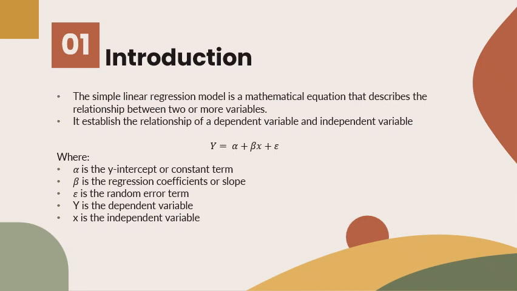So you can see this equation: y equals alpha plus beta x plus epsilon. Where alpha is the y-intercept or constant term, beta is the regression coefficient or slope, which can be considered as m in general mathematics. Epsilon is the random error term, y is the dependent variable, and x is the independent variable.